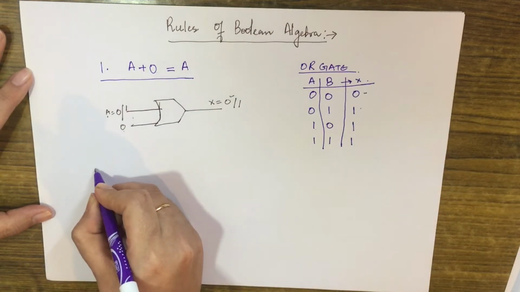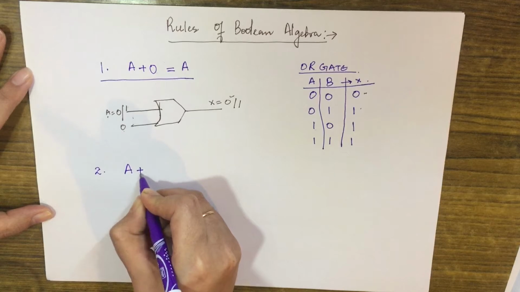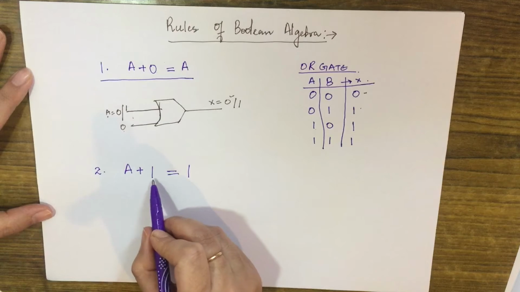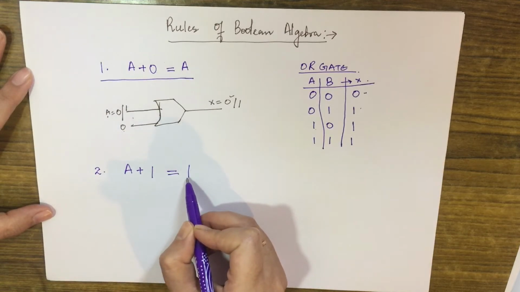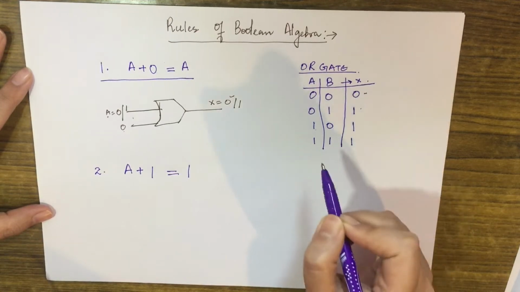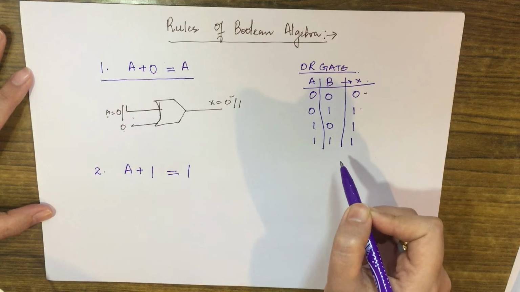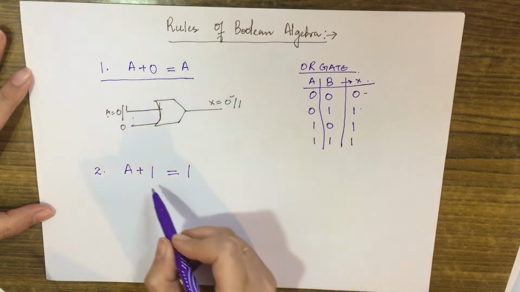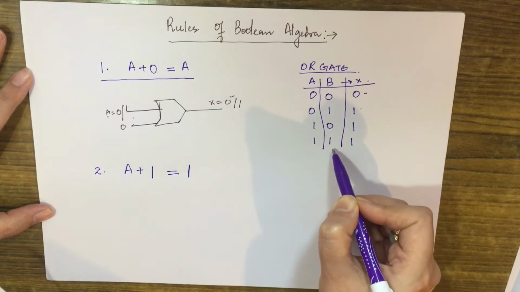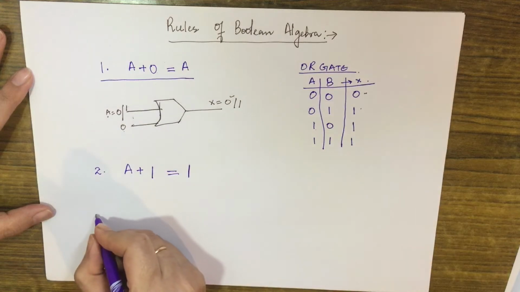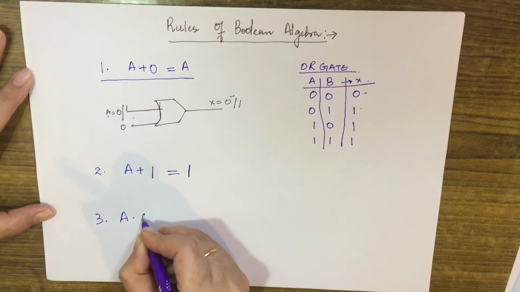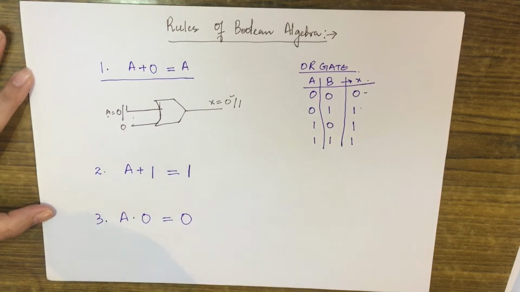Now our second rule is A OR 1 is equal to 1. That means whenever you OR a variable with 1, the result will always be equal to 1, because as I told you, in our OR gate the output will be high whenever either of the bits is high. That means if we have one input as 1, the output will always be 1. You can simply check it from the truth table. Similarly, the third rule is A AND 0 is equal to 0.